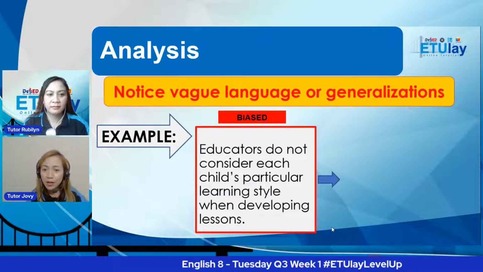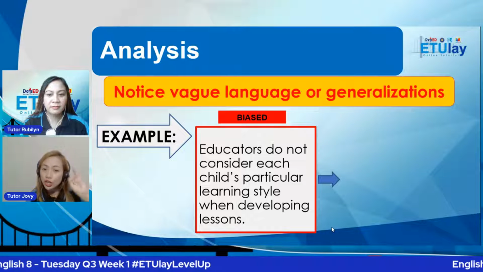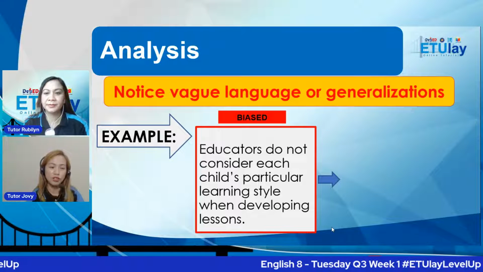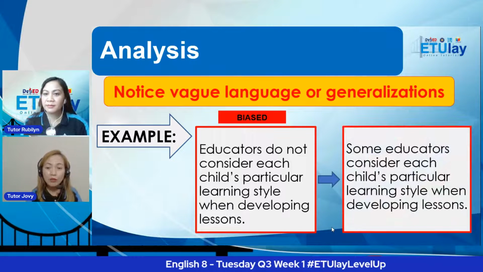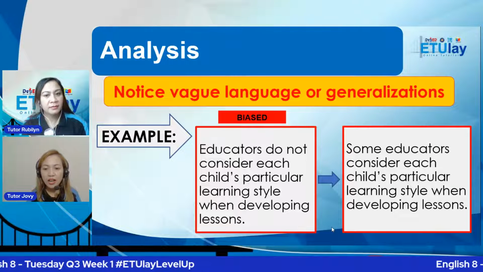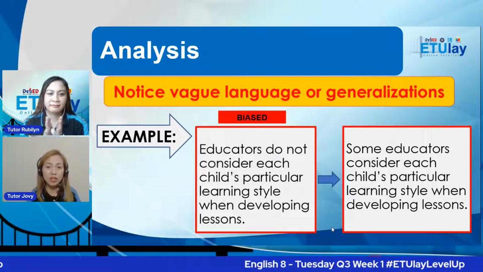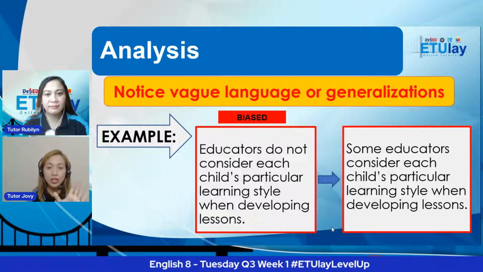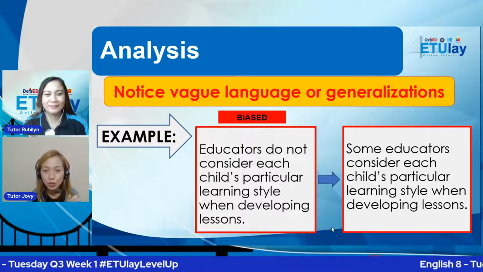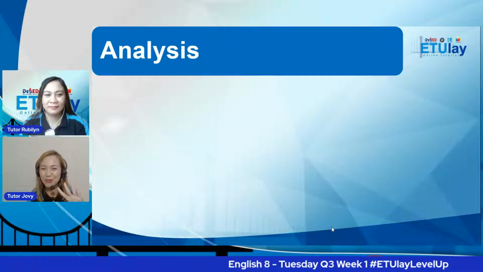Kasi merong mga bata, hindi ba, when you are visual learners, audio learners, right? You best learn in different ways, yes po, auditory, ayan po. So, how do we make it better? Some educators consider each child's particular learning style when developing lessons, okay? So, it's not anymore biased because not all educators. So, notice vague language or generalizations. Okay? Let's have number 4 now, Chirorobi.